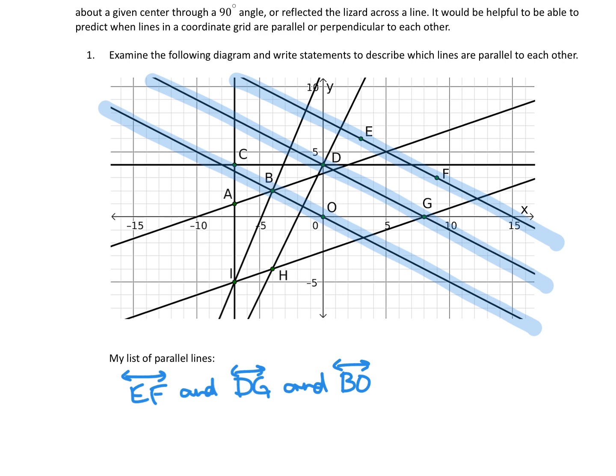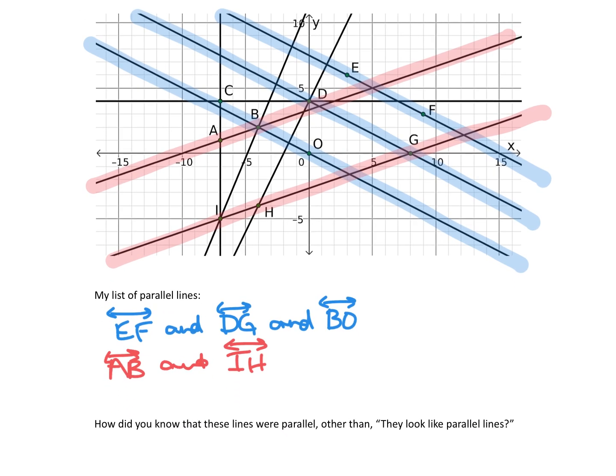So I'm thinking that these two are also parallel. Okay, I'll name them using points on the line. So I'm thinking that line AB and line IH are parallel. Okay, now the reason why I think that they're parallel, other than that they just look it, is having to do with their slopes.